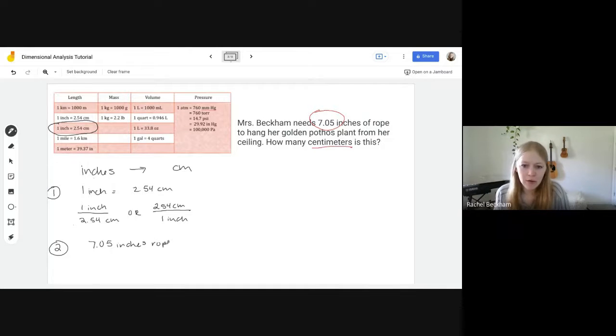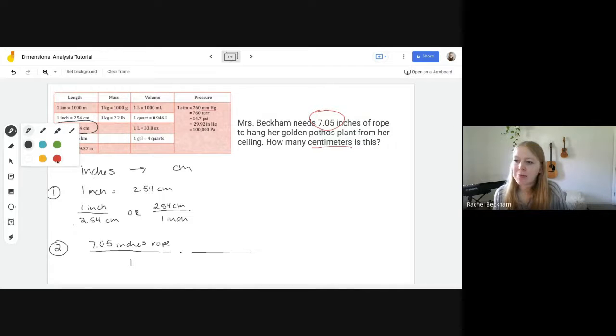You can put the rope if you want to. You don't have to write rope. And then I'm going to put it over 1 because it helps me just keep track of things. And then I'm going to multiply, do another fraction line, and then I need to put the unit I want to get to on top. So what unit do I want to get to? I want to get to centimeters of rope on top, and I need the inches of rope to cancel out. So that is going to go on bottom. And the reason it goes on bottom is so that it cancels out like that.